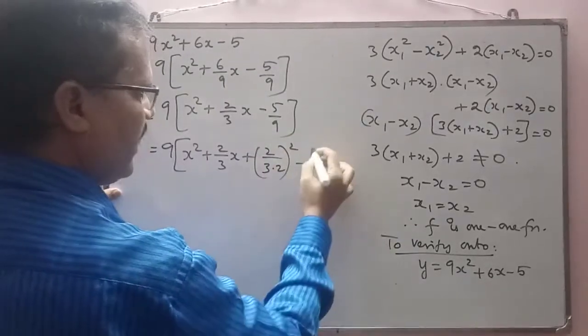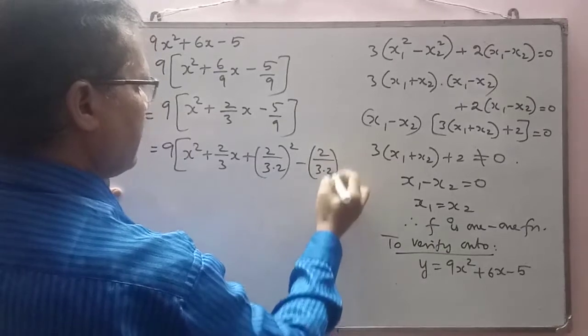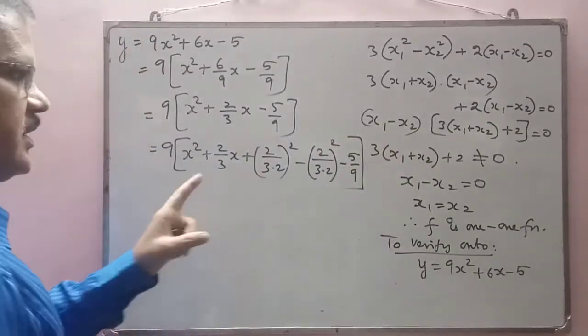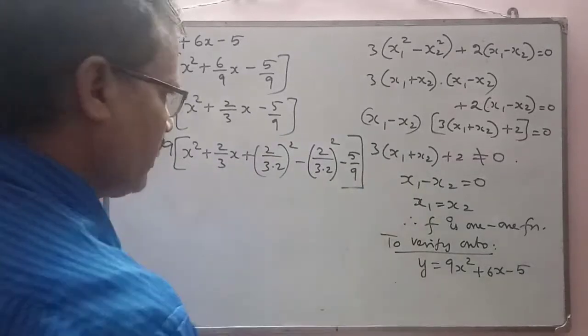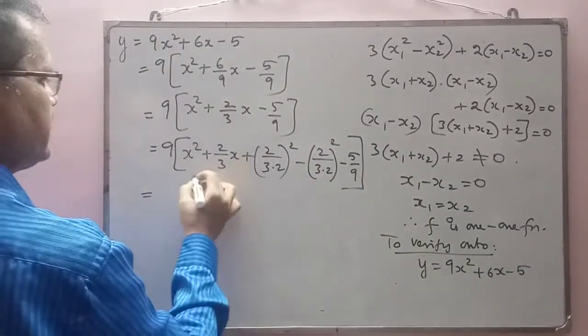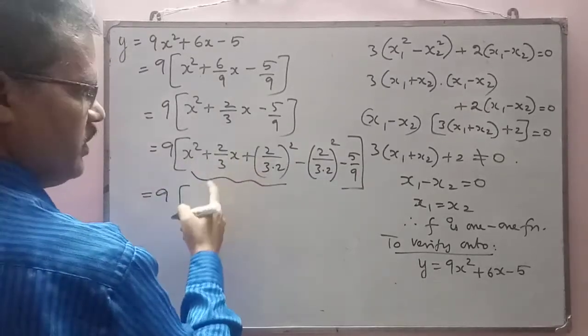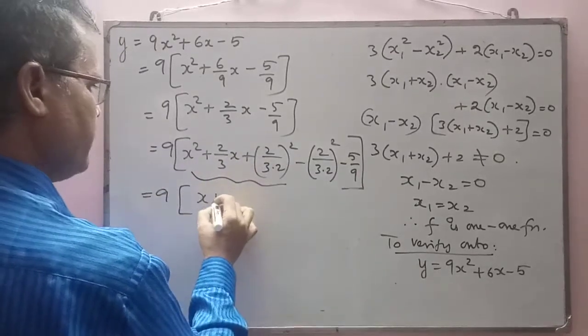This is a new term I added, so I divide by this. Minus 5 by 9. If you have a doubt, you have to learn 10th standard, you have to learn the complete the square method, then you have to come here. Now these three terms can be written as a square, b square, 2ab. So you can write (a plus b) the whole square.